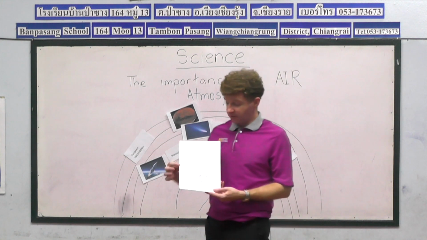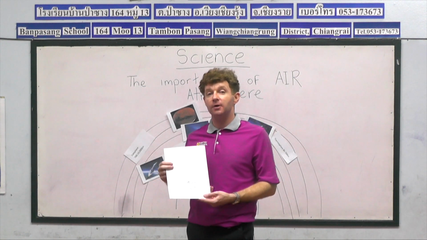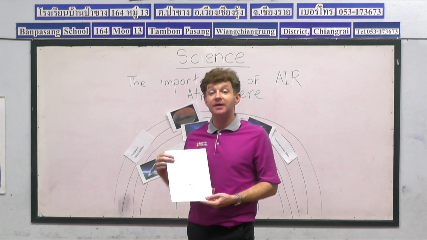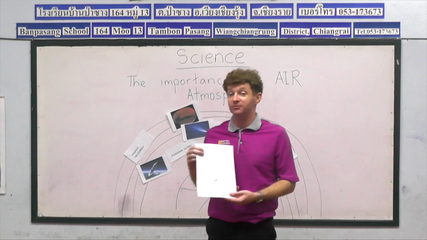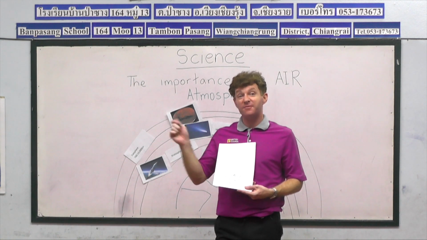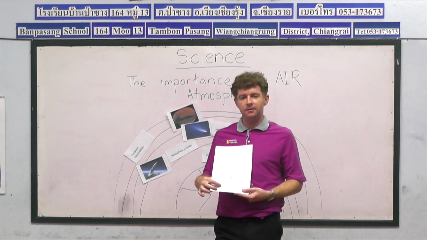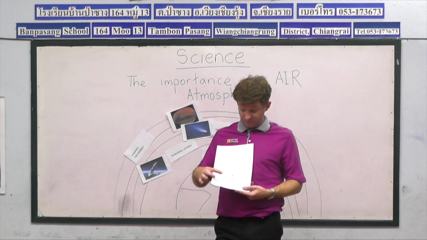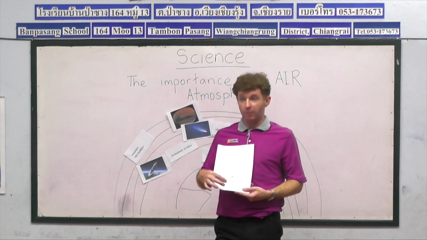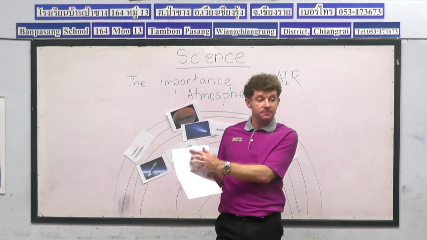And what they can do is for each atmosphere is they can draw a picture to represent something that exists within that atmosphere. And also we have planet Earth. So if we have time, we can colour in planet Earth too. What colours will we colour planet Earth? For the sea? Blue. And for the land? Green. Excellent.